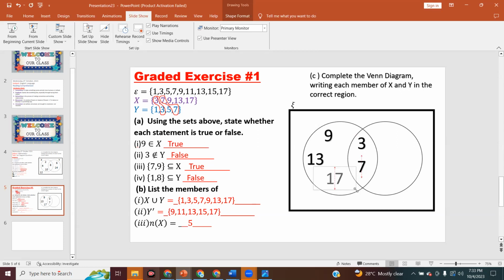All right, good. And then what we have for Y? 1 and 5. We have 1 and 5. Yeah, 1 and 5.